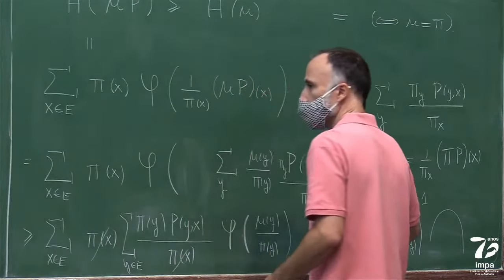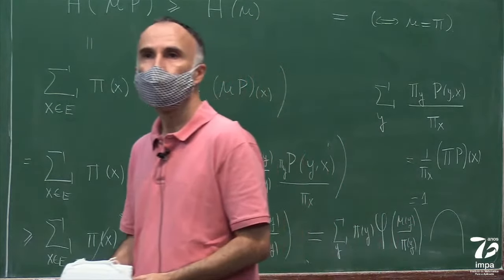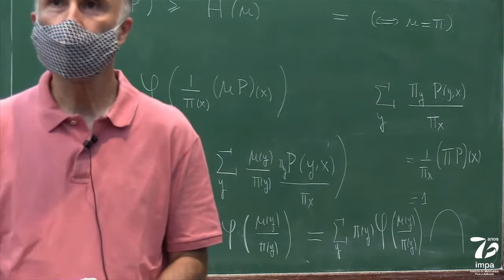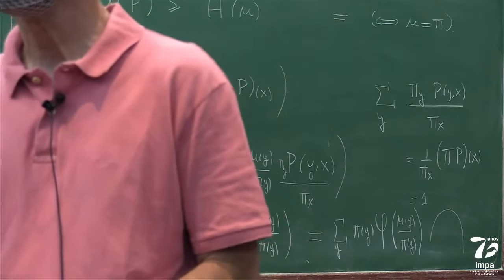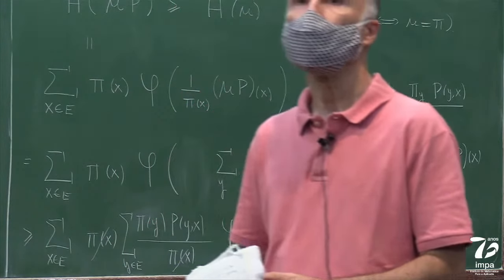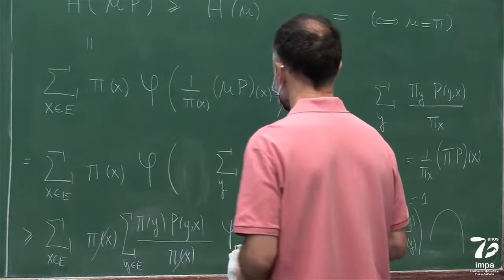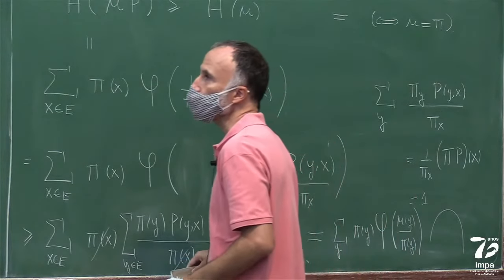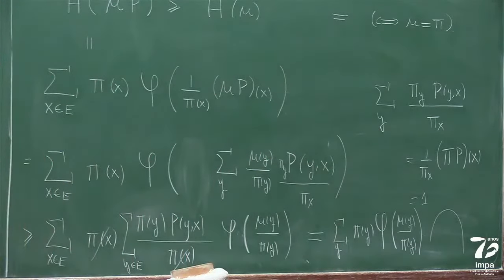So questions? Did you use the hypothesis of irreducibility in the convex coefficient? No, no, I just use irreducibility in order to guarantee that pi is really positive.